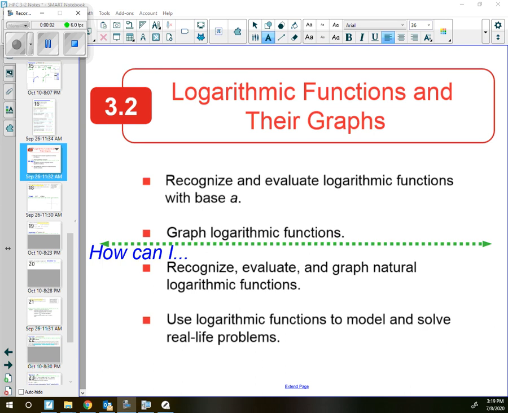Alrighty, so we're on to 3-2, day 2, or part 2, log functions and their graphs. Today's essential questions are, how can I recognize, evaluate, and graph natural logs? Natural log, remember, is log base e, and then use logarithmic functions to model and solve some real-life problems, or look at some really cool models of things that are logarithmic and how that can be used. So we'll get into some psychology and some chemistry today, lots of different applications.